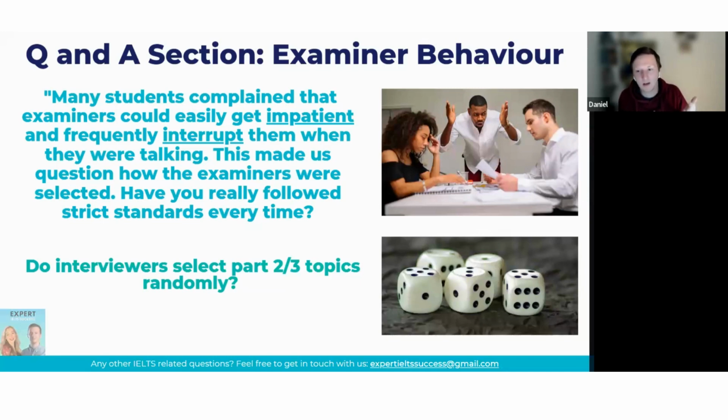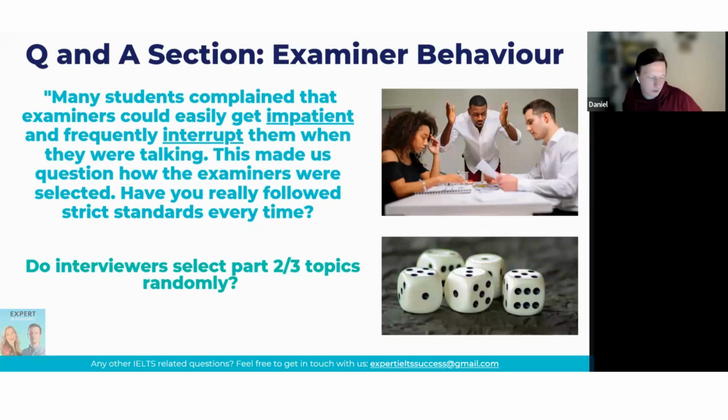But again, help them understand that the examiner has a very strict time limit and they have to hit all those time requirements, because if they don't, it's actually a problem for them. And it's not any reflection on the student's performance. It's just a time management thing. That's all it is. So again, that's a really important part.